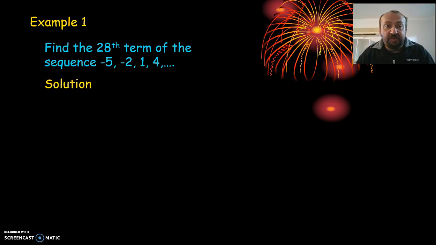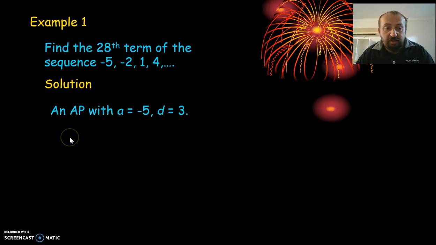Okay, we're going to start some work on arithmetic progressions, and we've got an example here we're going to look at. The first one is just find the 28th term of the sequence, and all I give you here is the first four numbers: -5, -2, 1, and 4. The solution is that this is an arithmetic progression with parameters a, the first term, t1 if you like, equals -5, and the difference between each term is 3.